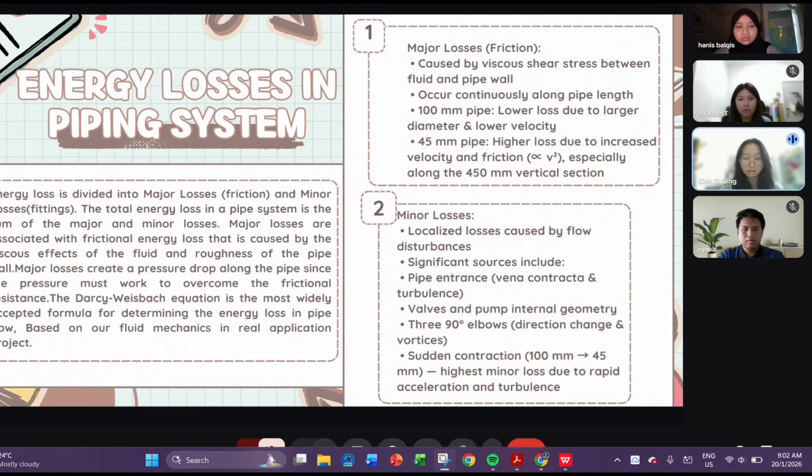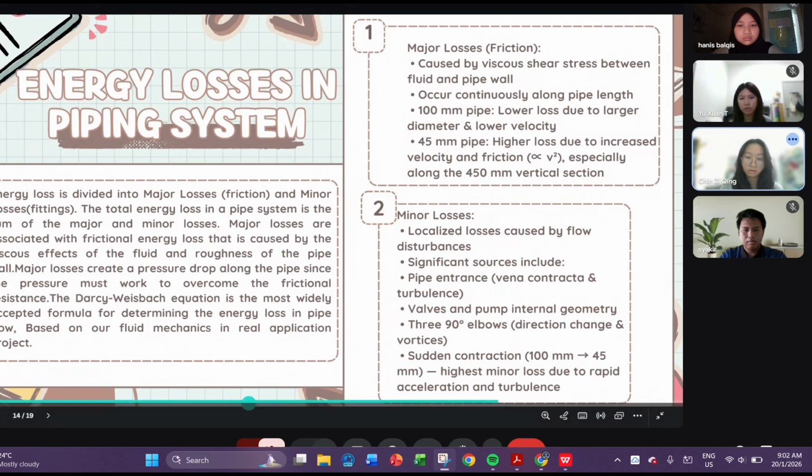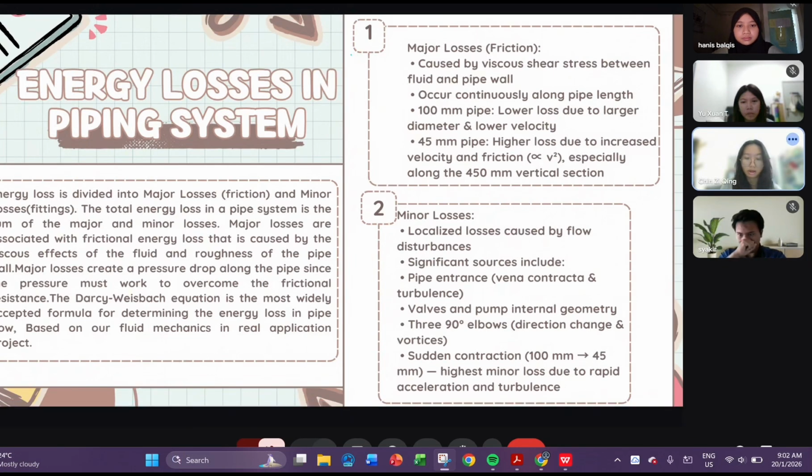Second, minor losses. Localized losses caused by flow disturbances. Significant sources include pipe entrance, vena contracta, and turbulence, valve and pump internal geometry. 90-degree elbow: direction change and vortices. Sudden contraction, 100 mm to 45 mm: highest minor loss due to rapid acceleration and turbulence.